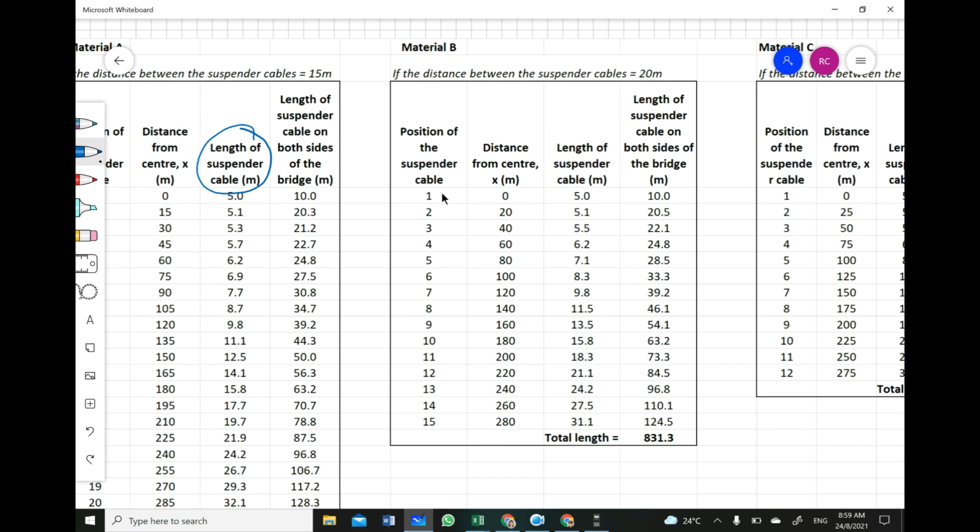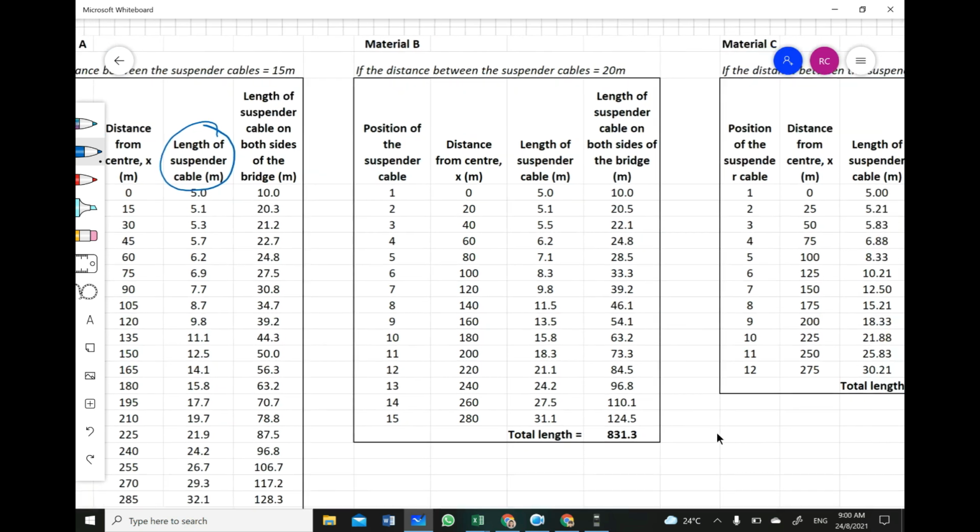Okay, so first one, as usual, we just need 2 because that's the shortest cable, one side each. So we will get 10. And the other one, we need 4. So I multiply by 4 over here. So we get 20.5. And continuously, you get the total length of 831.3. So later on, you are going to multiply with the cost to get the total cost.